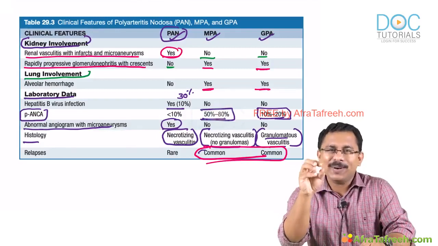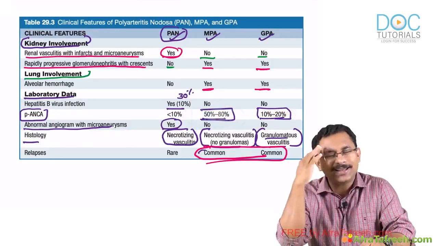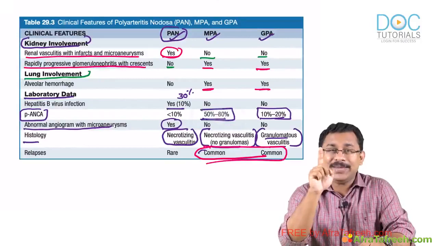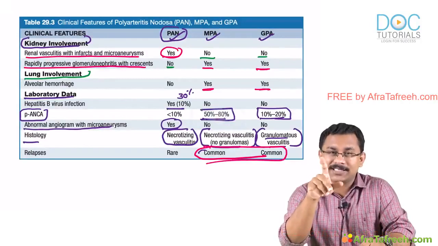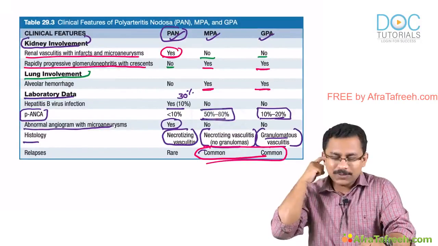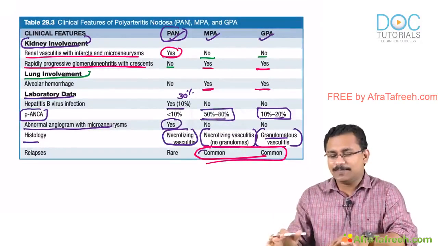They may have PAN in the options. Okay, so you might think about microscopic PAN, and then you might think that okay, that also has ANCA, but no. Remember, PAN is a medium vessel vasculitis, and medium vessel vasculitis is not an ANCA associated vasculitis. Okay, so keep that in mind. Okay, so these are the important differences.